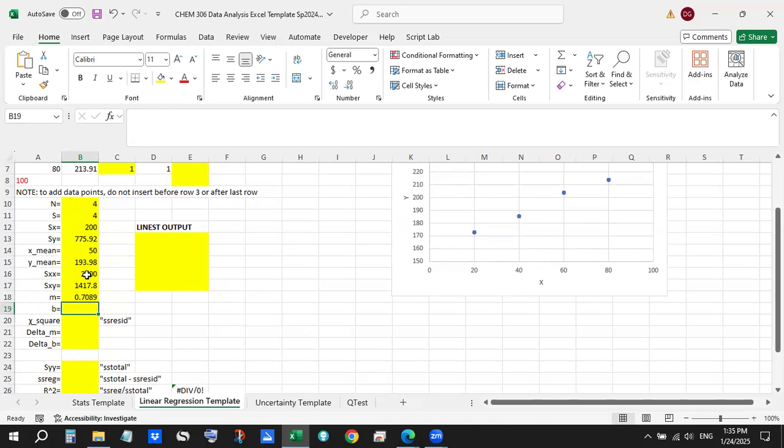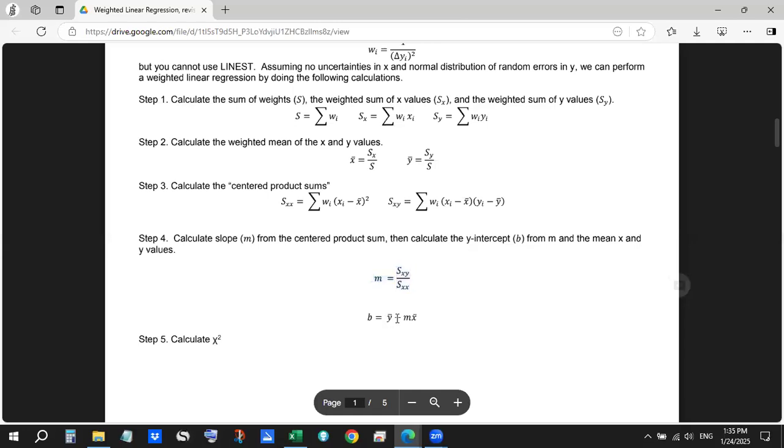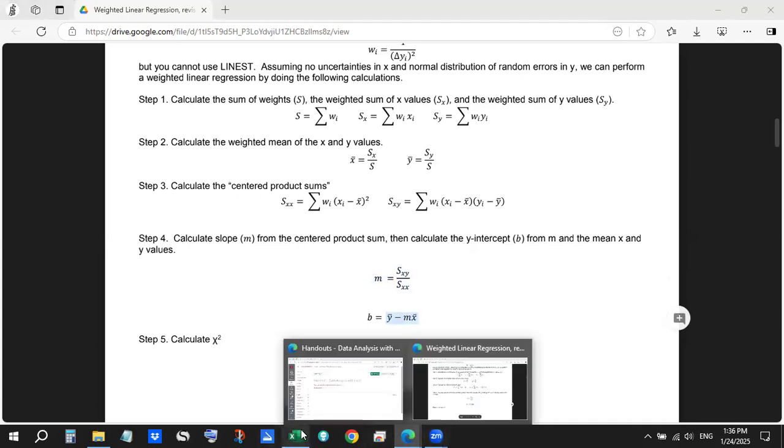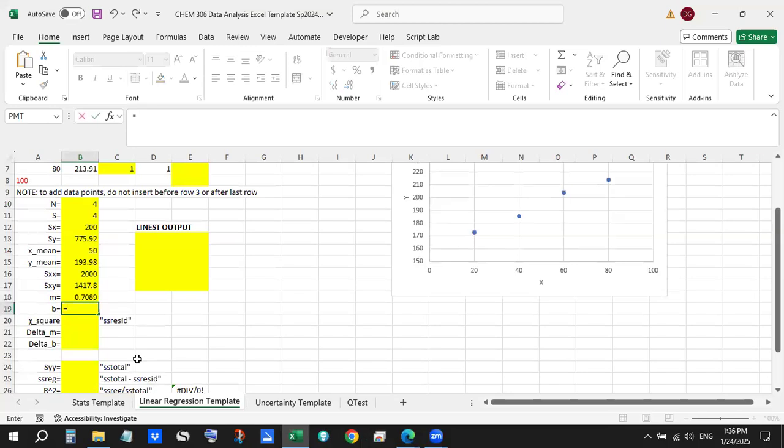0.7089. And the y-intercept is just the average y minus the slope times the average x. Y bar minus m x bar. Y mean minus m x mean. So this is going to be equal to the average y minus m times the average x. That's your y-intercept. Okay? So that's how you calculate m and b.